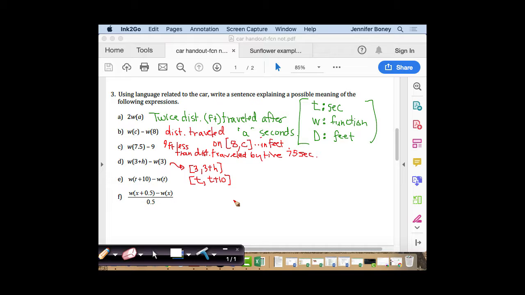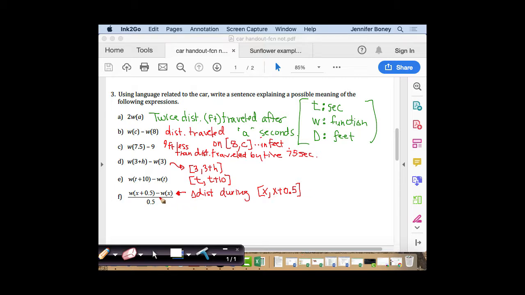What about F? What could that be? Okay, so this could be a rate of change. If you think about slope computations, change in y over change in x. The numerator looks kind of like the stuff we were just doing. It's the change in distance traveled during an interval x through x plus 0.5. Or in other words, the additional distance traveled during this particular half second, x through half more than x.